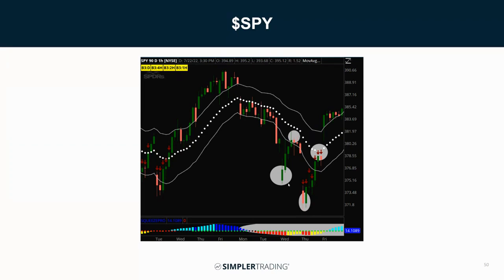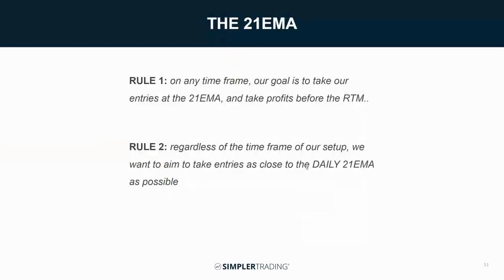So guess what? We want to be careful getting short when we're a long way from home on any time frame. Did that rally change anything about the structure? No. But man, you're buying puts down there. That's going to sting. Reversion to the mean. So as far as the 21 EMA, we have two rules. On any time frame, our goal is to take our entries, long or short, at the 21 EMA, and we want to take our profits before that reversion to the mean.